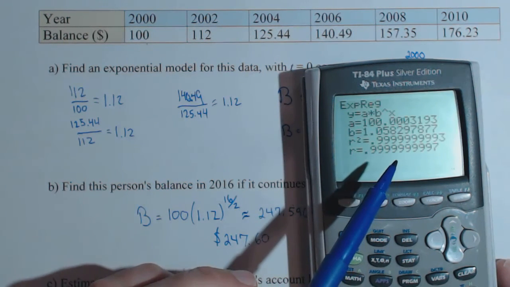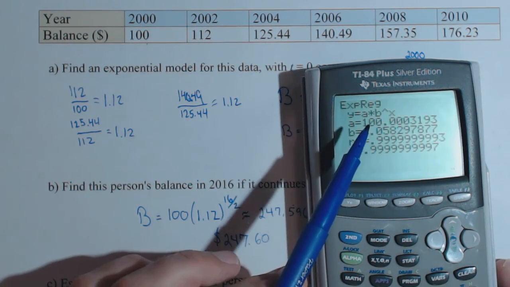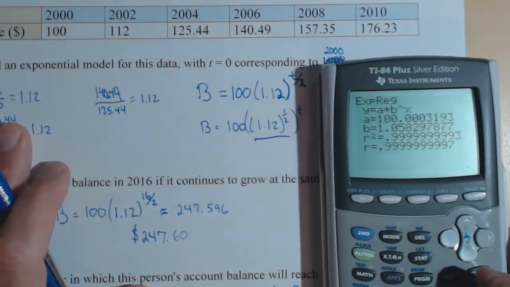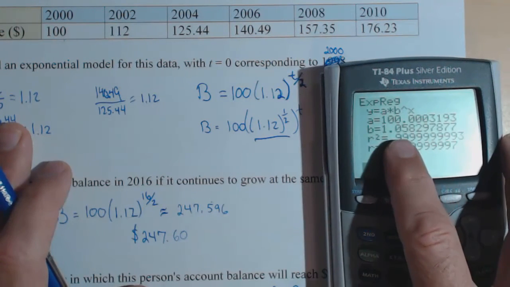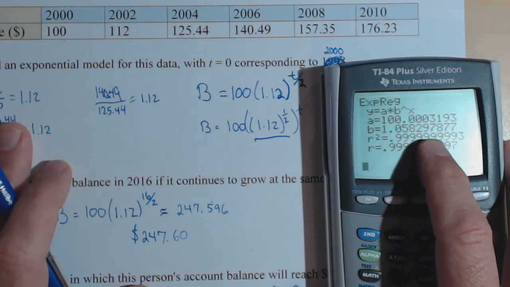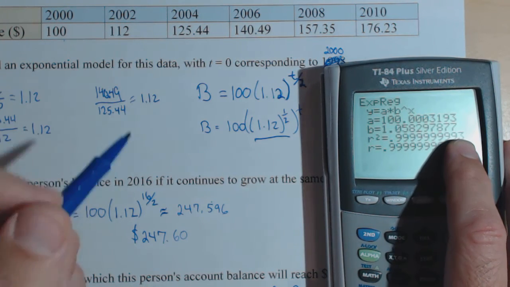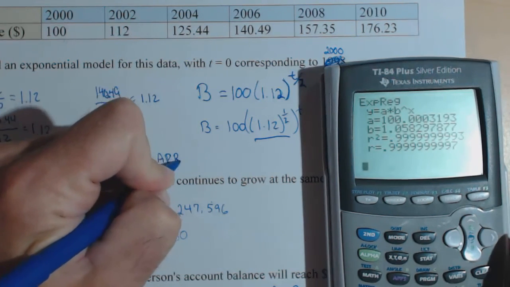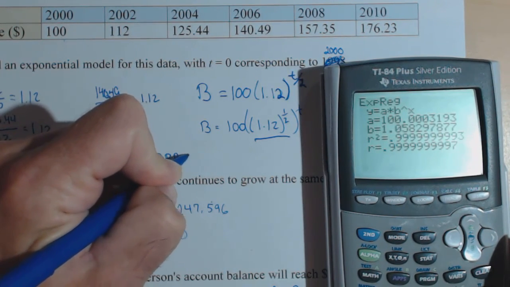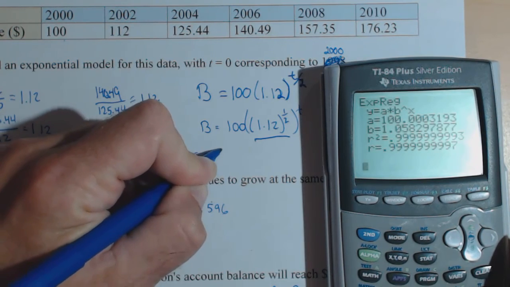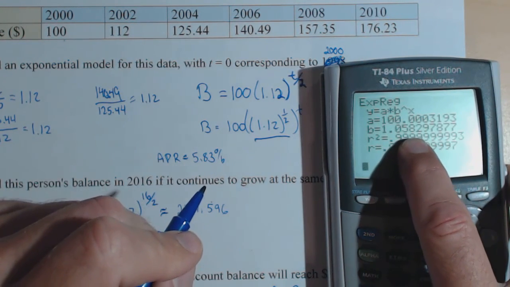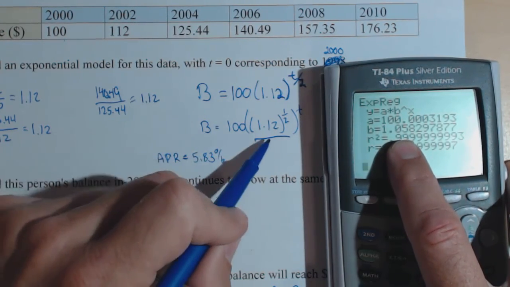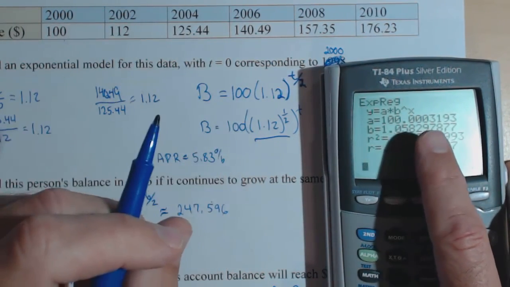Notice our R is really close to 1, so this data is almost perfectly exponential. Our A is right around 100, which is what we found. And then look at what it gives us for a B, 1.0583. Well, if you remember before, we found the annual growth rate, or the APR, to be about 5.83%. Well, there's our 5.83% right there. Because this is doing an annual growth factor, we did ours as a 2-year growth factor just to make the numbers easier.